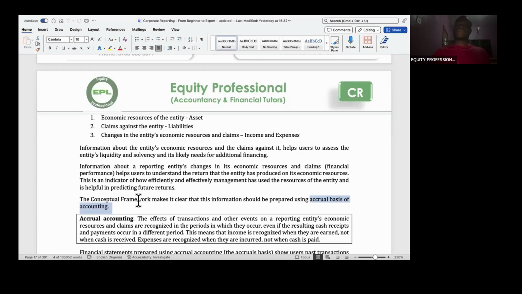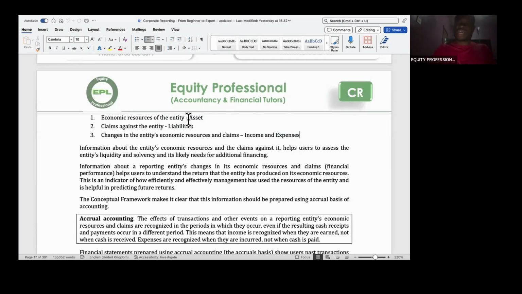And if I should ask you accrual basis of accounting, I'm sure you will tell me that this means that all income should be recognized when they are earned and not when they are received. And all expenses should be recognized when they are incurred and not when they are paid. It is beyond that, because accrual basis accounting is talking about when you are recognizing your assets, your liabilities, your income and expenses. You should recognize them when the transactions originating them occur.